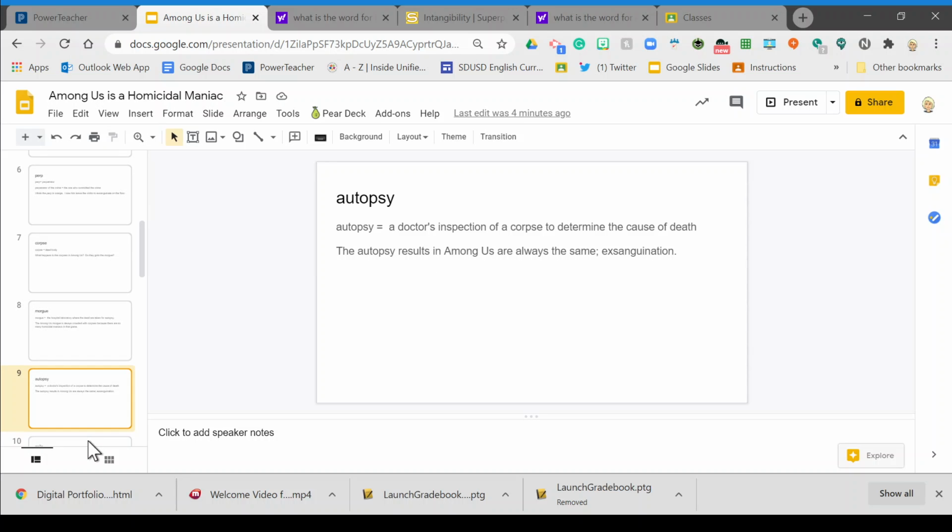Autopsy. Autopsy is a doctor's inspection of a corpse to determine the cause of death. The autopsy results in Among Us are always the same: exsanguination.